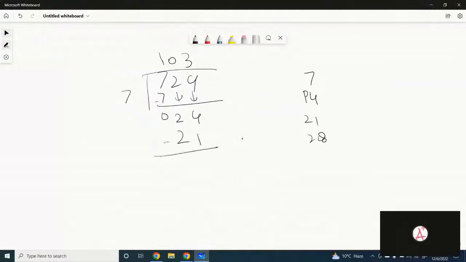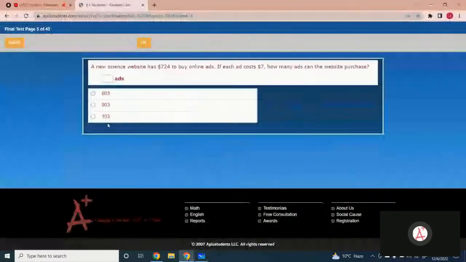You are left with just $3, and with the $3 you cannot buy another ad. That means you can buy 103 ads from 724 dollars. You have $3 left. So the number of ads you can buy is 103. Just select the correct option and click on the OK button.